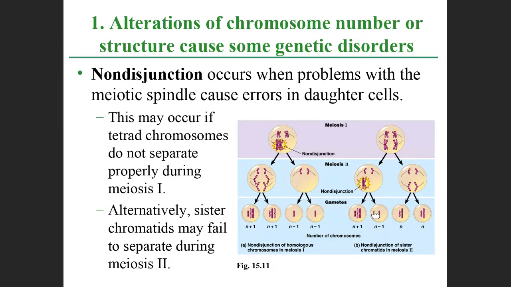So we're talking about a case where the chromosomes, either the homologous pair doesn't separate or the sister chromatids do not separate. So non-disjunctions are almost always very bad, usually lethal. But there's one case we'll see where you can survive with it. You're not normal, but you can survive.